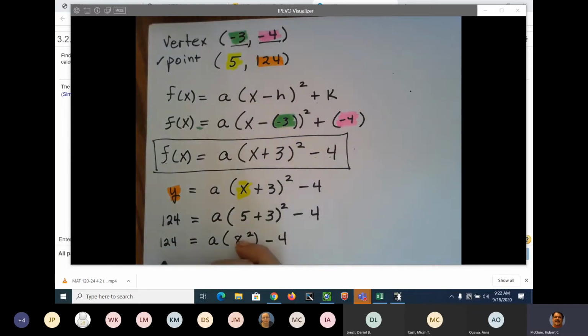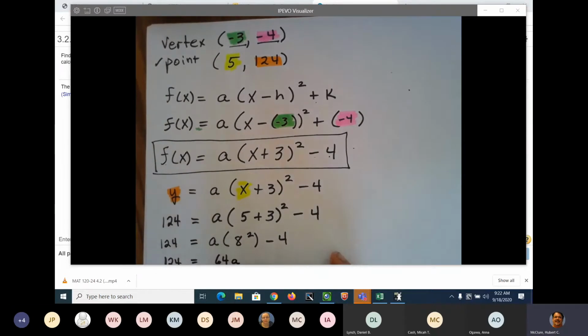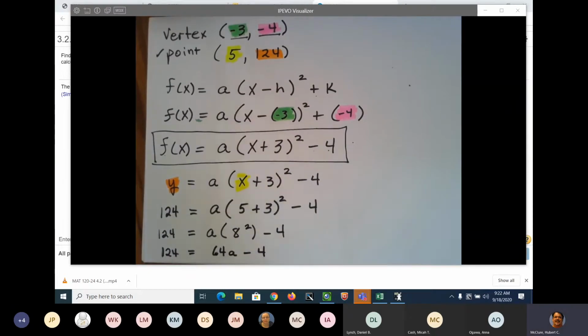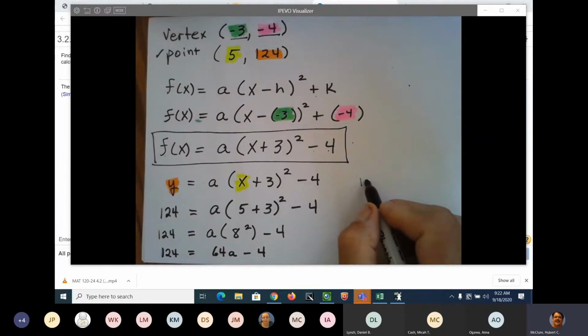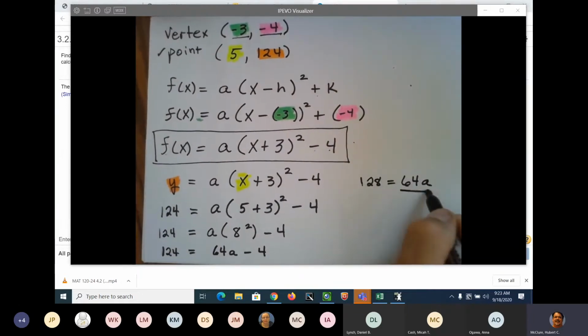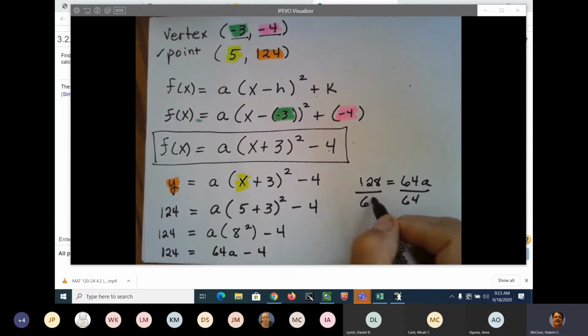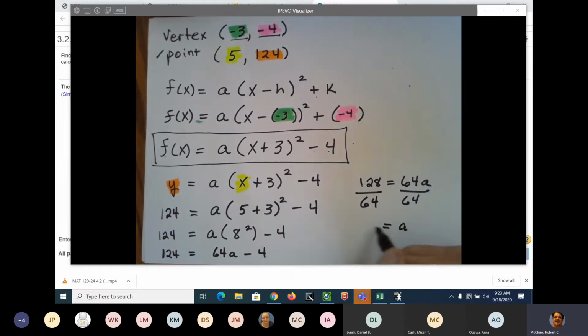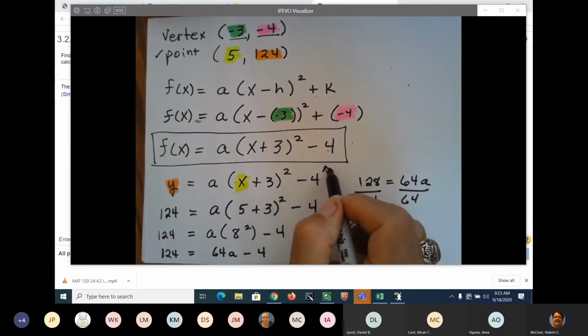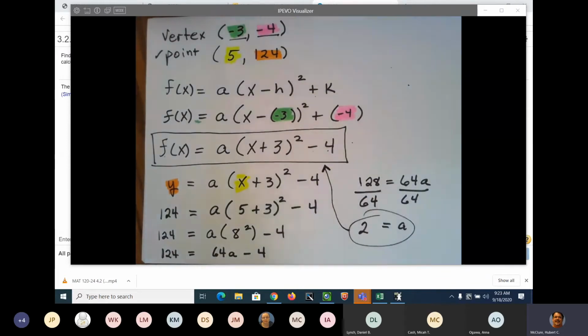So 124 is equal to 64a minus 4. And 128 is equal to 64a. Divide by 64, divide by 64. A is equal to 2. And now you take that and plug it back in for A.